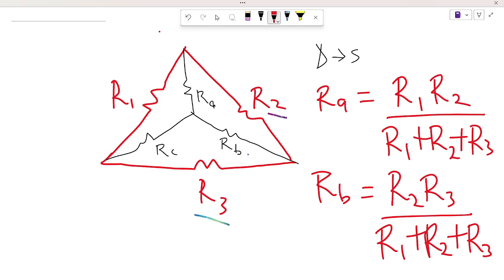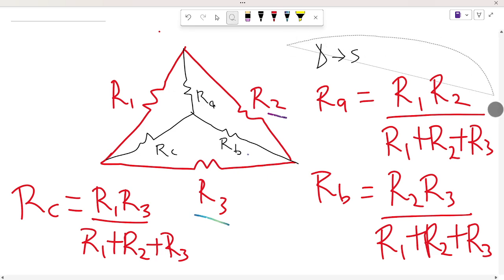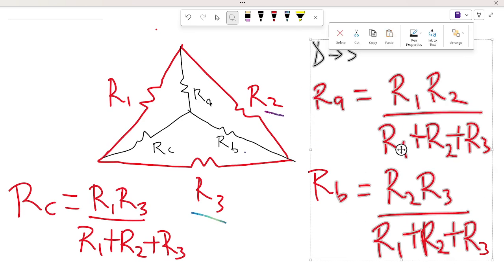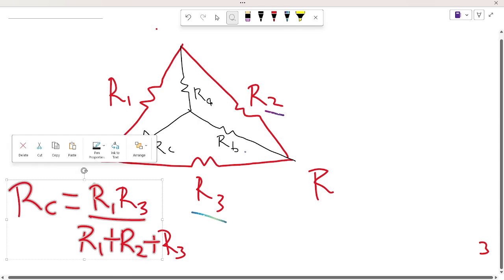Alright, and similarly for RC, we are going to get R1 times R3 all over R1 plus R2 plus R3. Alright, so next we are also going to look at the star to delta configuration, how to convert from star to delta.